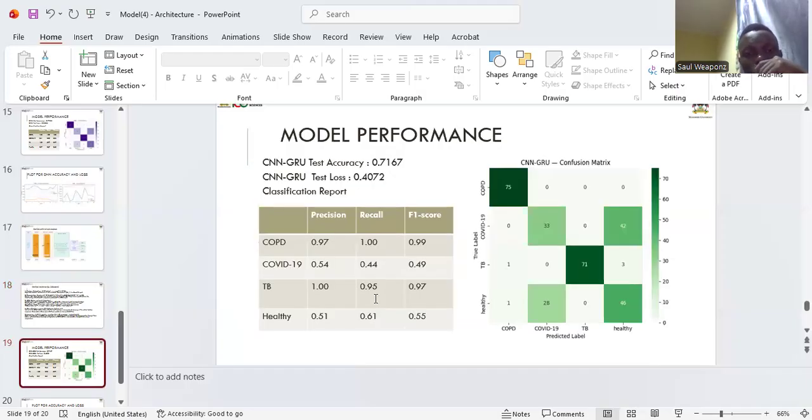So you see that, of course, the CNN GRU model is not doing so well. We are having 0.716, which is approximately 72%. That is a bit low, but we are looking at targets of making it higher as we continue the training. It is also doing well with COPD and TB, and then suffering with COVID-19 and the others, just as illustrated by the confusion matrix.